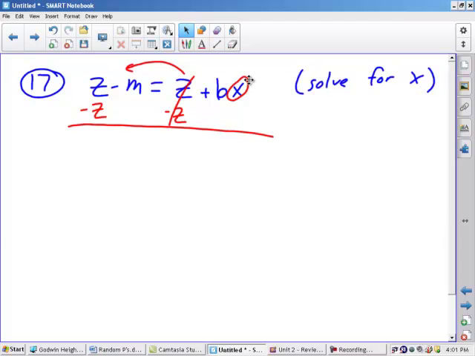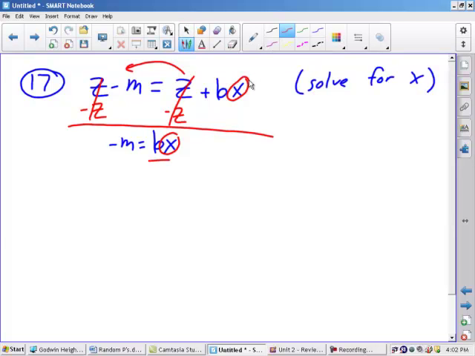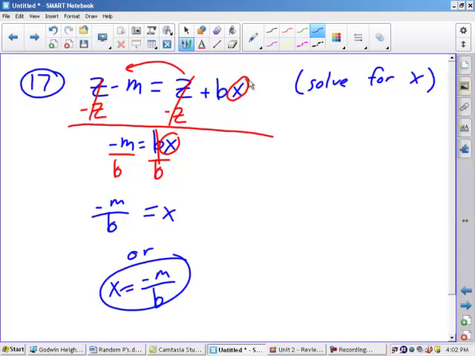I'm then left with no z's on the left side, so I could actually just cross them out as well. Then I'm left with negative m equals bx. A little bit simpler. Remind yourself that x needs to be all by itself. So how do I get that away from the b? Well, b is multiplied by x, so I need to divide both sides by b. And what you're going to have is x equals negative m over b, or you can write it as x equals negative m over b in the other direction, which is kind of a little bit nicer.